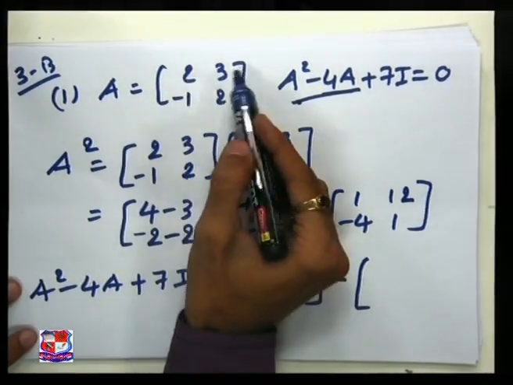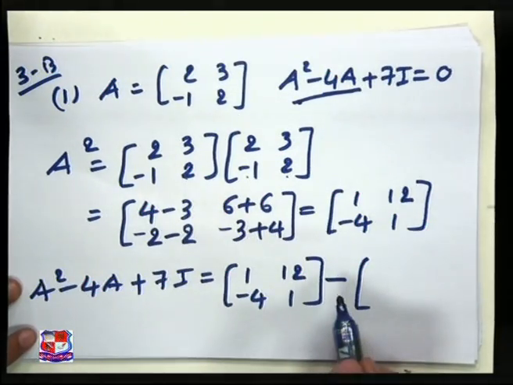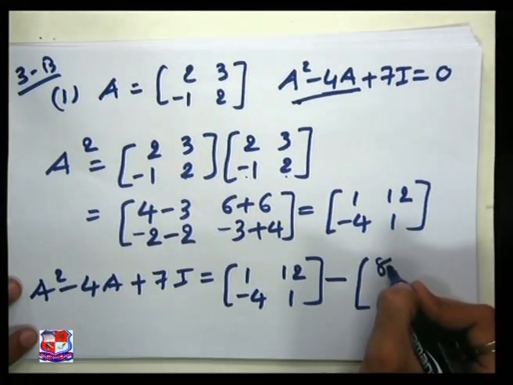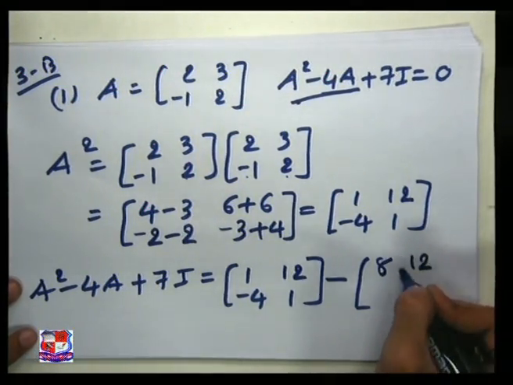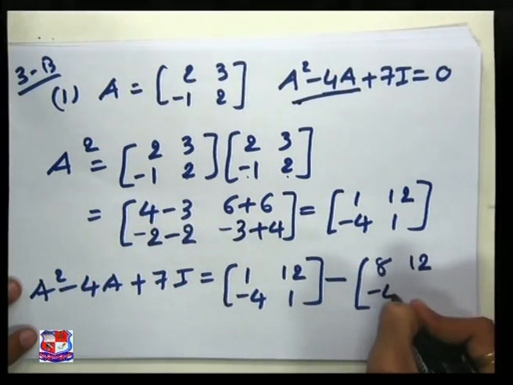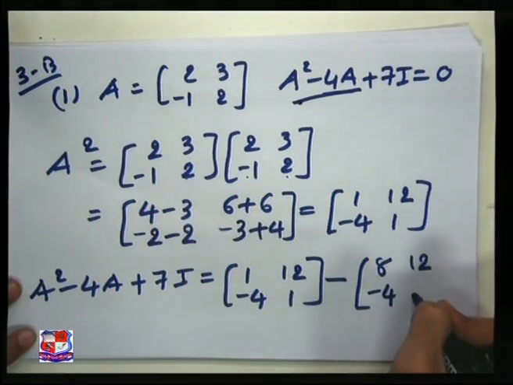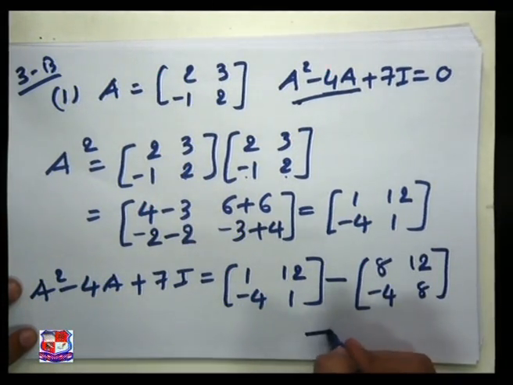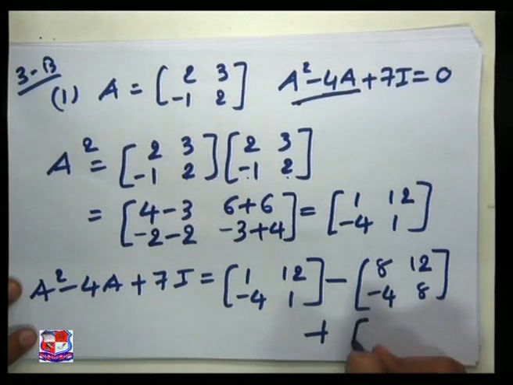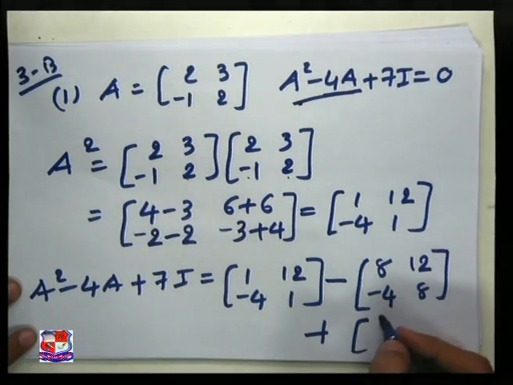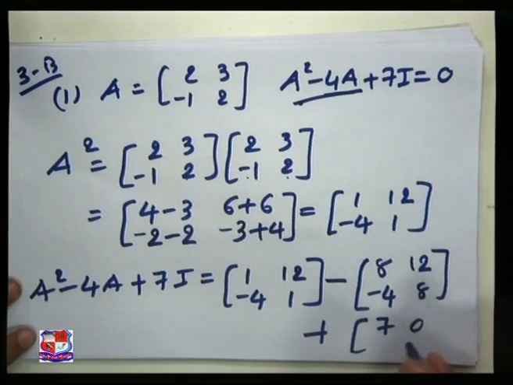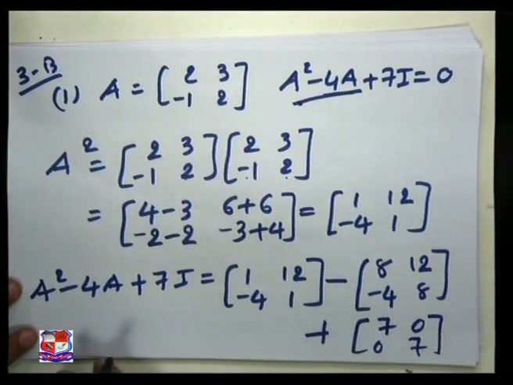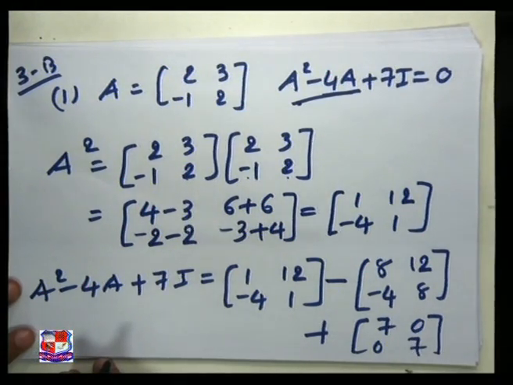We have A equal to 2, 3, minus 1, 2, so minus 4 into A: 4 into 2 is 8, 4 into 3 is 12, 4 into minus 1 is minus 4, and 4 into 2 is 8. And plus 7I, that is 7 into the identity matrix 1, 0, 0, 1. So 7 into I is 7, 0, 0, 7. This is A square minus 4A plus 7I.